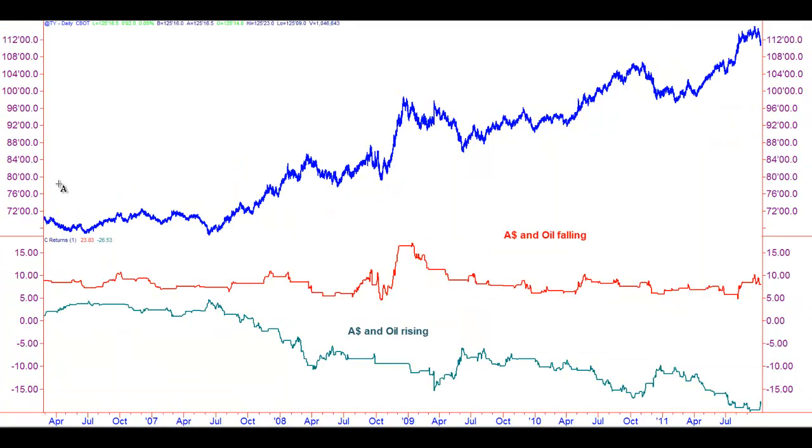This goes back to the 07-11 period, and you can get an idea of how they do there. So I include both oil and the Aussie dollar in my index, and it makes sense to pay attention to these things. They actually do work when you're looking forward.